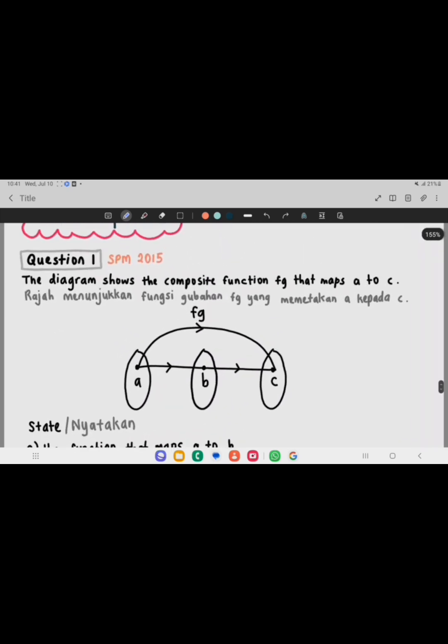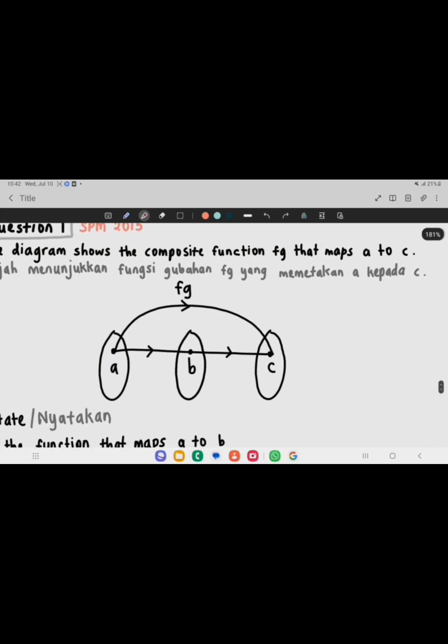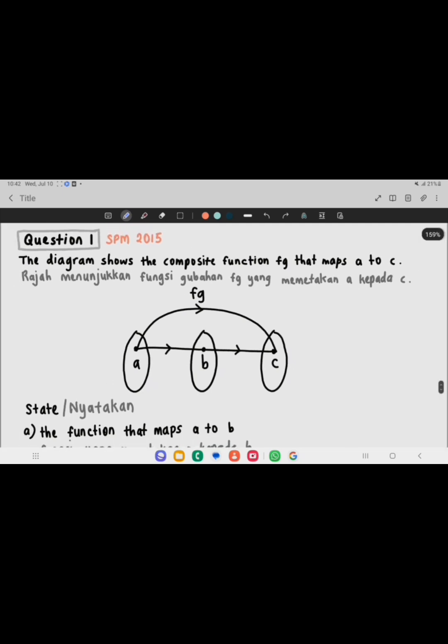Okay, so the first question is actually from 2015 SPM paper. The diagram shows the composite function fg that maps A to C. Raja menunjukkan fungsi gubahan fg yang memetakan A kepada C. So, as you guys can see here, there's nothing. They just say from A to C, the fungsi gubahan, the composite function is fg.